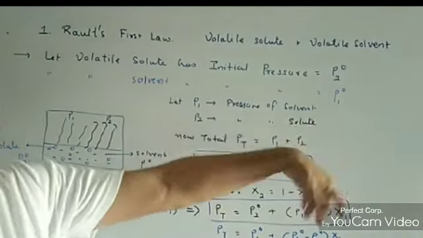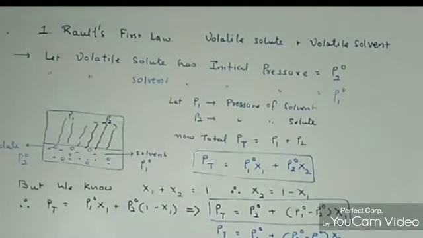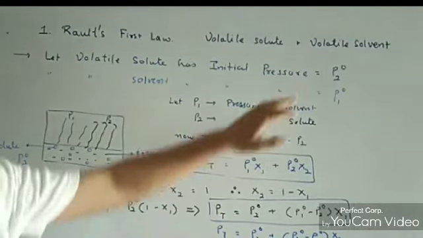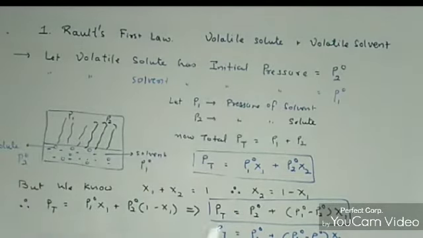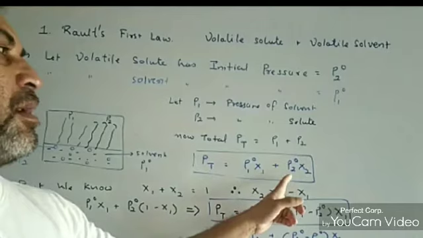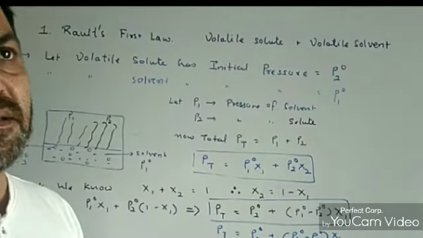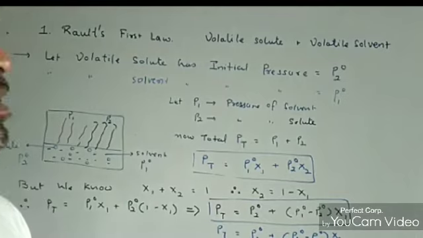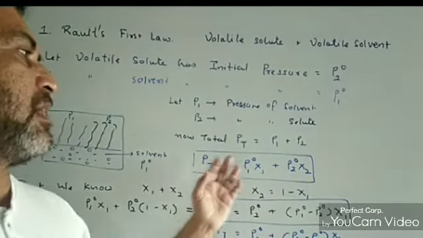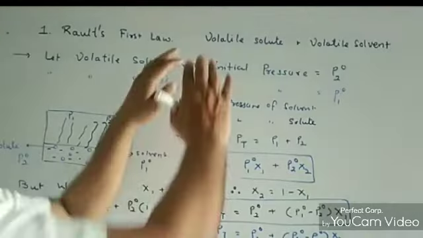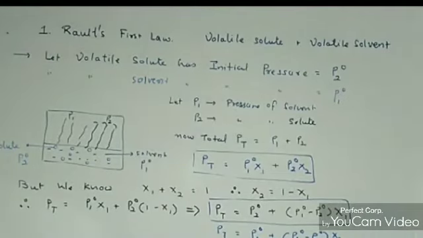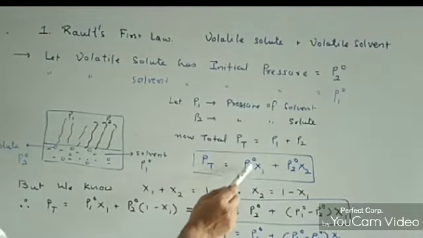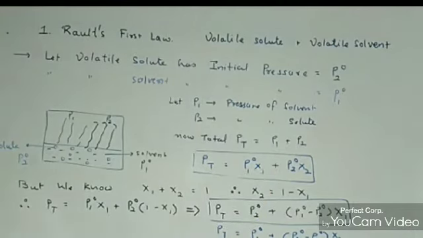Now, according to Henry's law, what we have seen previously, we can write that P1 depends on its initial pressure and its mole fraction. Same thing we can say about P2: the initial pressure, individual pressure, partial pressure, and its mole fraction. And that's why we will have the first formula for Raoult's first law, for volatile solute and volatile solvent. That first law gives us the formula Pt is equal to P10x1 plus P20x2.